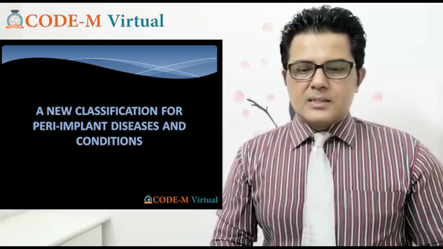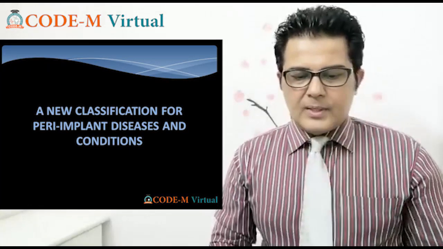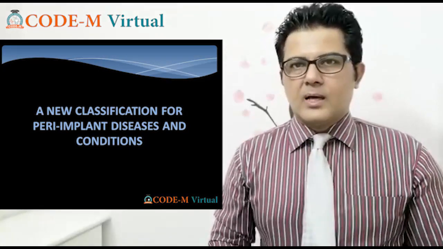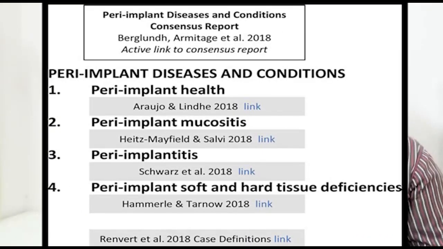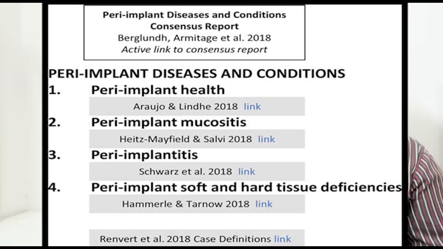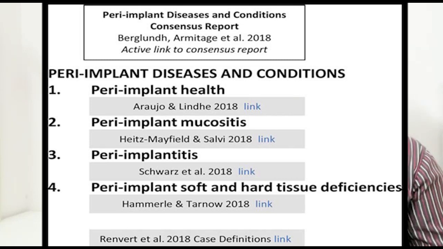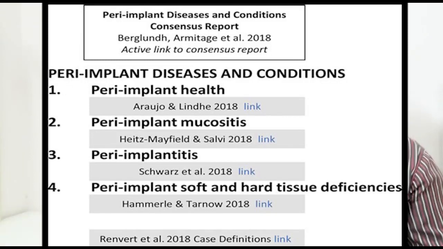So peri-implant diseases and conditions, there are four peri-implant conditions or diseases. Number one is called peri-implant health, in which a patient has been given an implant and the patient is feeling good. There is no problem in the periodontium, the surrounding structures, and also with the implant, there is no problem. That is called peri-implant health.